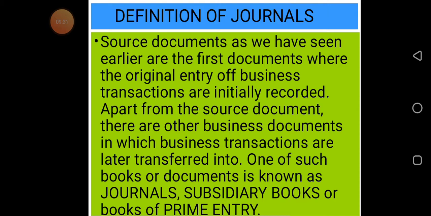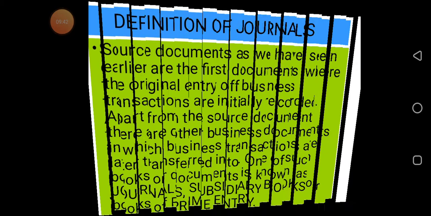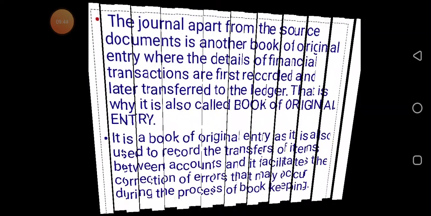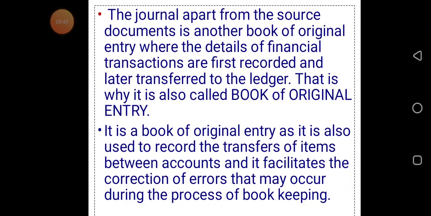So we want to look at the journal definition this morning. Mind you, it can be called journals, it can be called subsidiary books, or book of prime entry. Having said that, what is a journal? The journal, apart from the source document, is another book of original entry where the details of financial transactions are first recorded and later transferred to the ledger. And that is why it is also called a book of original entry.